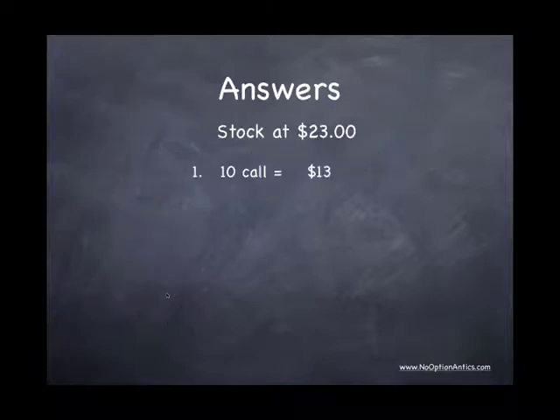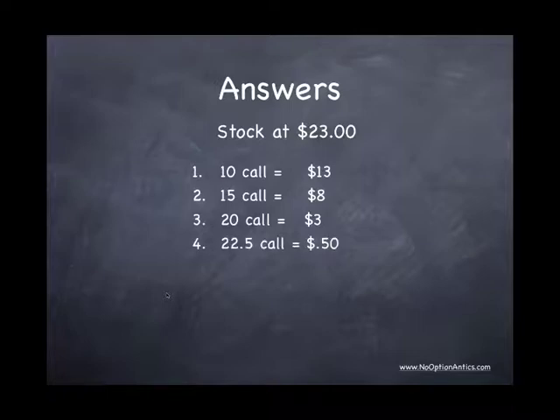Stock's at 23. The $10 call gives you $13 of real value. Why? We can buy the stock at 10. Everybody else has to pay 23. The $15 call has $8 of real value because we can purchase the stock at 15. Everyone else has to pay 23. There's $8 of what's called real or intrinsic value. The $20 call has $3 of real or intrinsic value. The $22.50 call has 50 cents of real or intrinsic value because we can buy the stock at a cheaper price than where it is trading at.